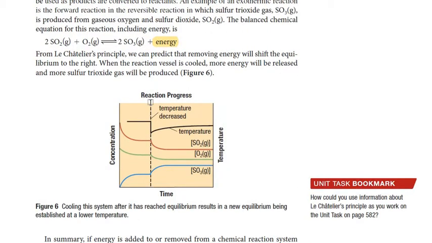As you see here in figure 6, cooling this system after it has reached equilibrium results in a new equilibrium being established at a lower temperature. So when temperature reduces, since we have an exothermic reaction, the reaction will proceed toward the product side. That's why we will have a higher concentration of SO3 and a lower concentration at equilibrium for O2 and SO2.